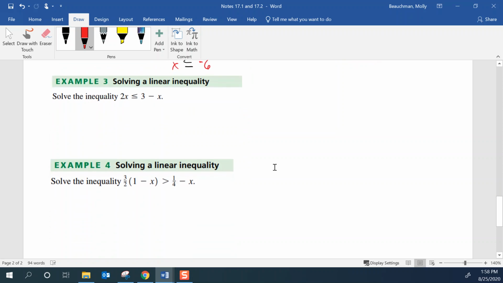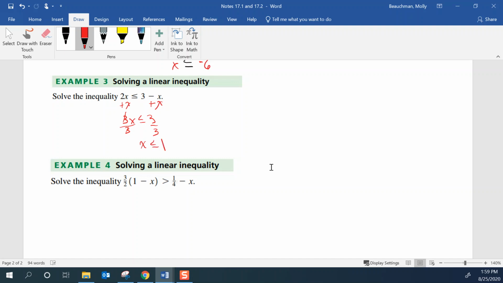We have 2x is less than or equal to 3 minus x. We want to get all of our variables on the same side. If we add x to both sides, we end up with 3x is less than or equal to 3. I don't have to worry about the rule this time because I'm dividing by a positive number. X is less than or equal to 1.